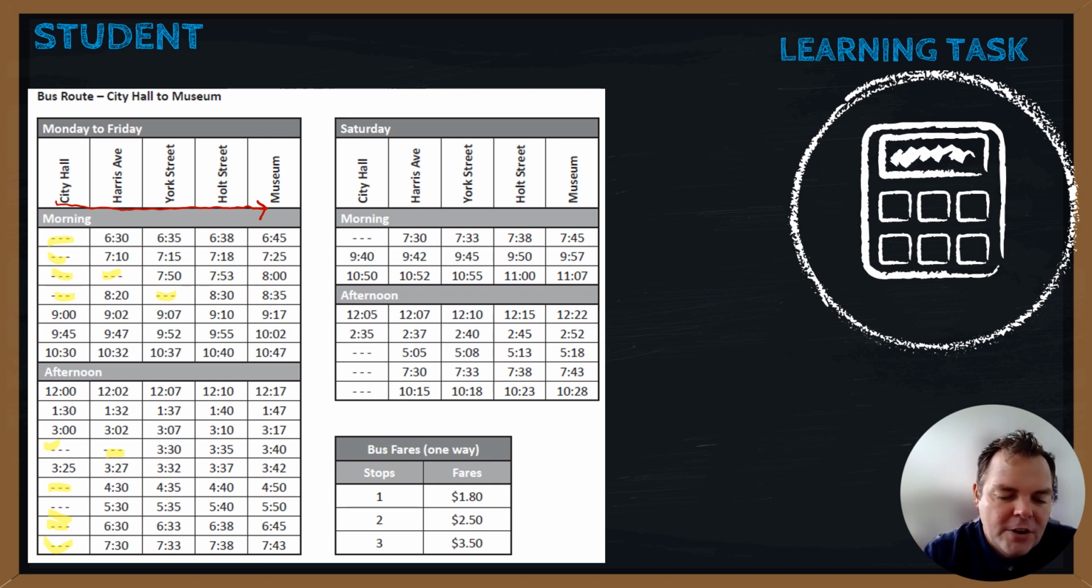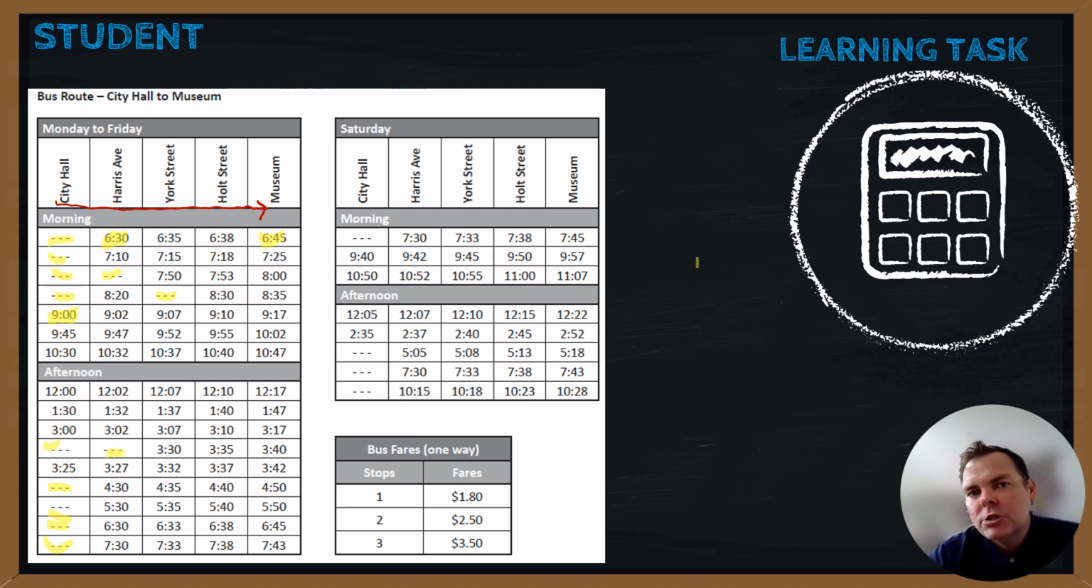So the first bus that leaves City Hall on a Monday to Friday is that 9 o'clock bus. So there's no buses that head off before there. However, there are buses. There's the 6:30 bus from Harris Avenue. That'll get you to the museum at 6:45.